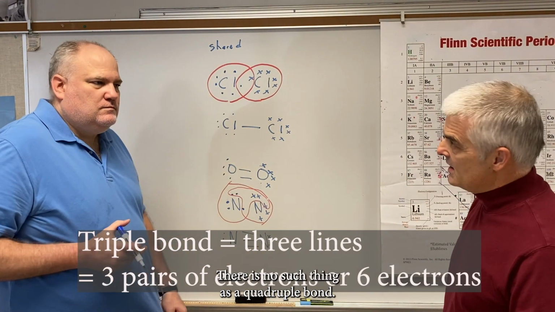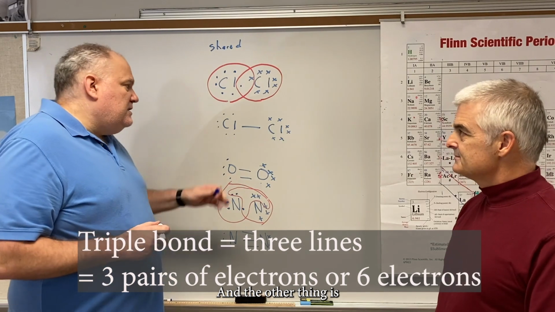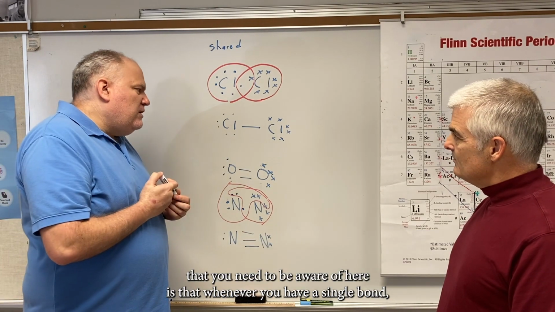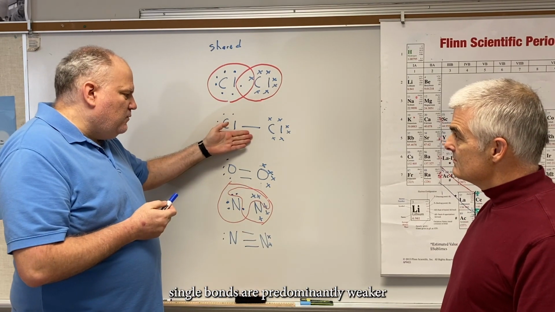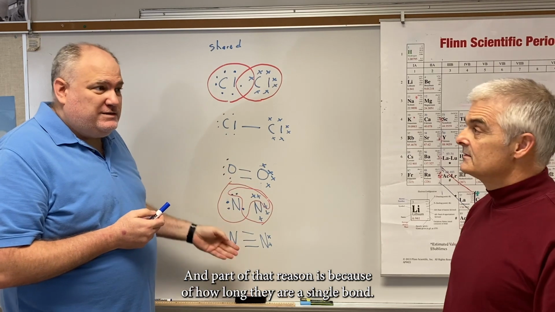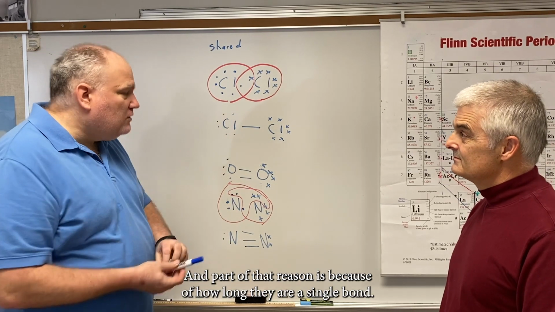There is no such thing as a quadruple bond. There isn't. And the other thing you need to be aware of is that single bonds are predominantly weaker than double bonds, predominantly weaker than triple bonds. And part of that reason is because of how long they are.